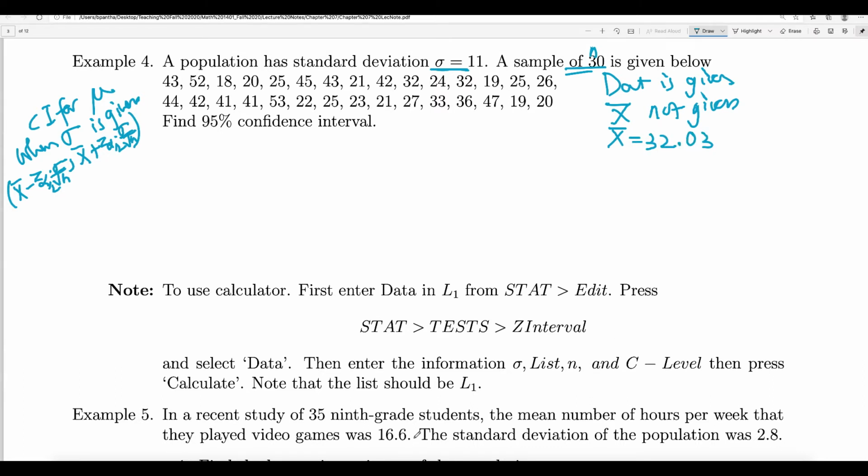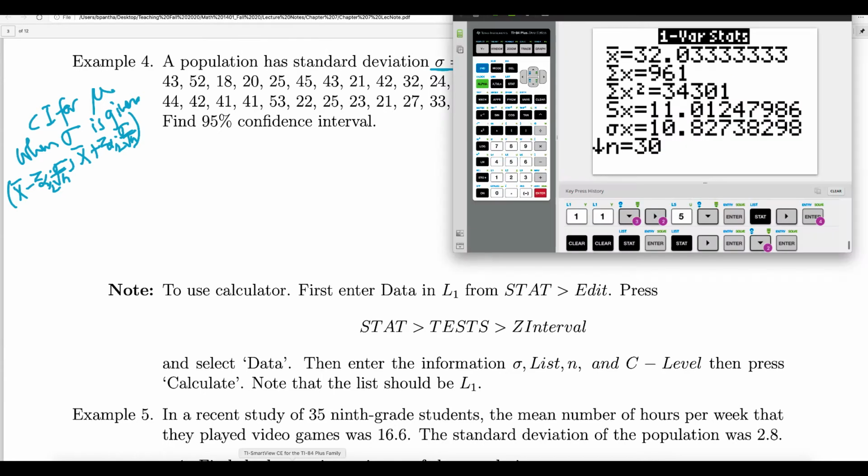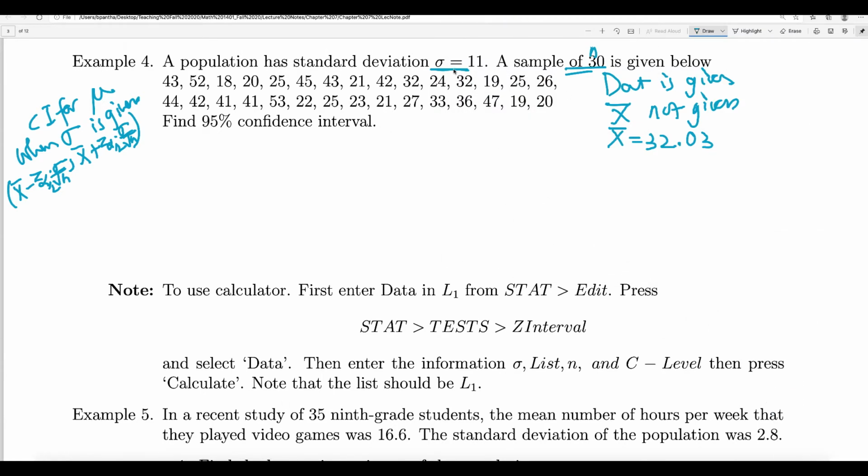Okay, so now we have almost everything. We have the sample mean, sigma is given, and n is 30. That's what we need: the mean, sigma and n. What we need to find next is z alpha half. So how do I find z alpha half?